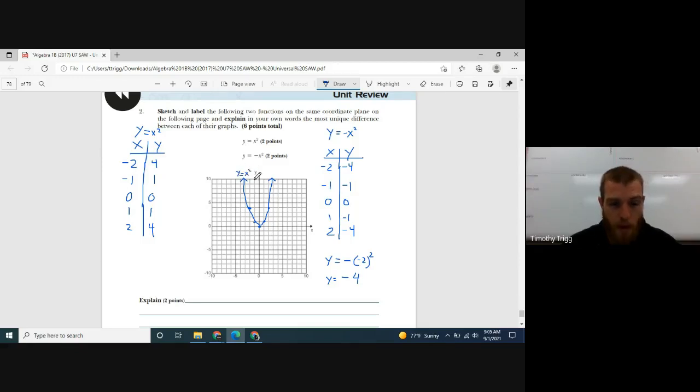And again, this is the y equals x squared here. Let's go ahead and label that. Pretty much everything I write, you should be writing, as well as anything I tell you to write, you should be writing.